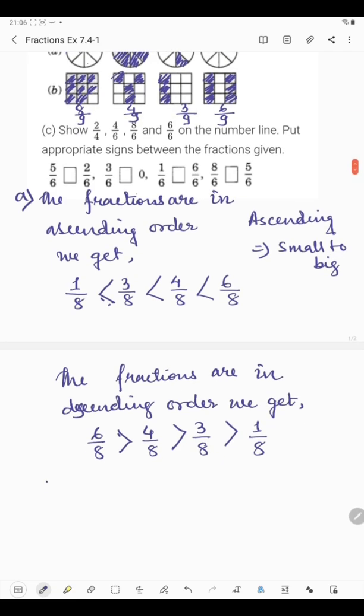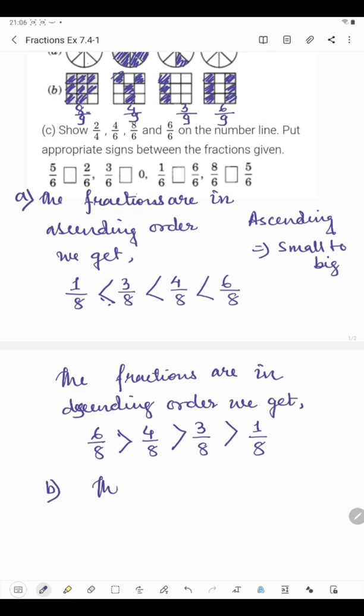So we have 8 by 9, 4 by 9, 3 by 9, 6 by 9. And ascending order means we will arrange from smaller number to bigger number. So since the denominator is 9 here, we will compare the numerator. So here 8, 4, 3, 6. Smallest is 3. So we will arrange from small to big. So 3 by 9 we'll write at first.